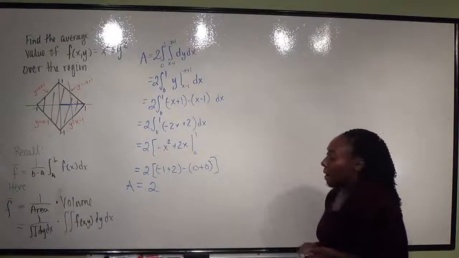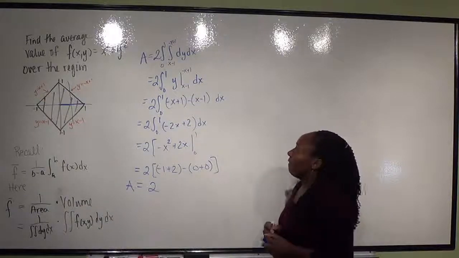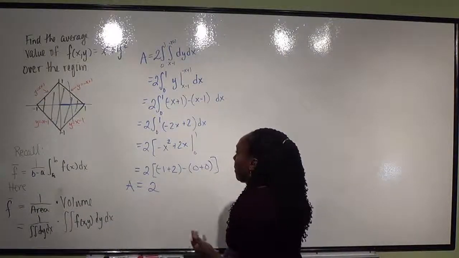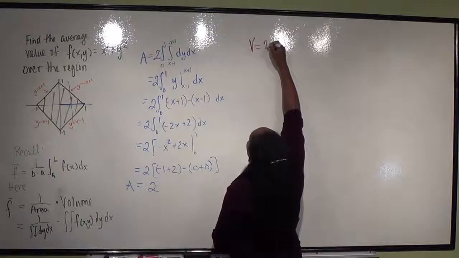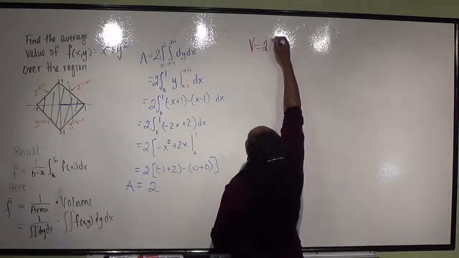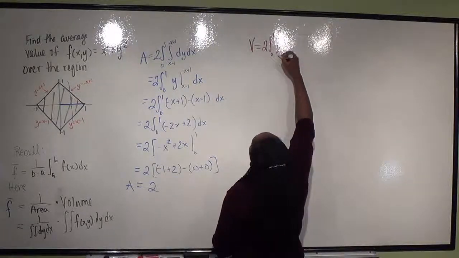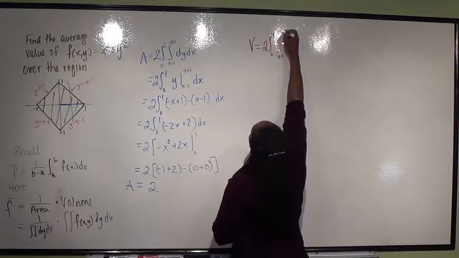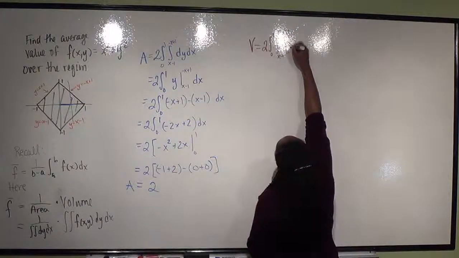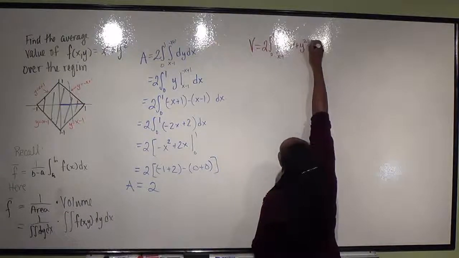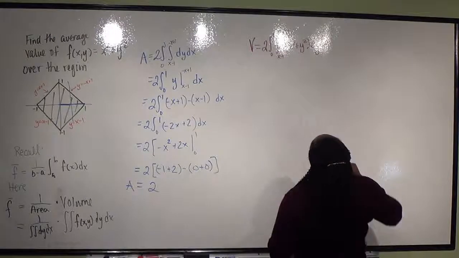Alright, so now that I have my area, I need to go ahead and find my volume. Again, my setup here is going to be very similar. So my V is going to equal 2 times the integral from 0 to 1, my integral x minus 1 to negative x plus 1 of my function, which in this case is x squared plus y squared, and I'm going to integrate dy dx.